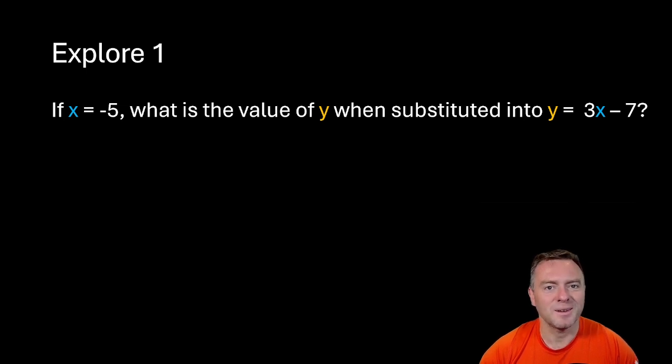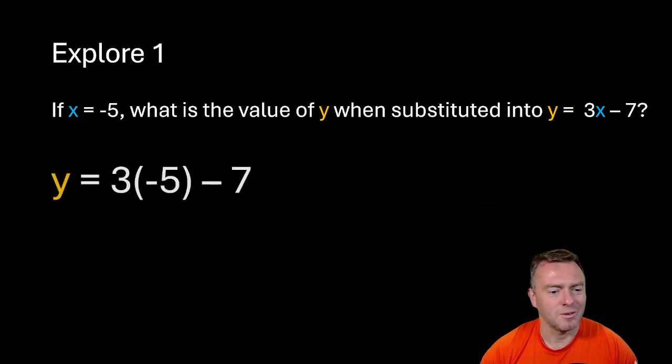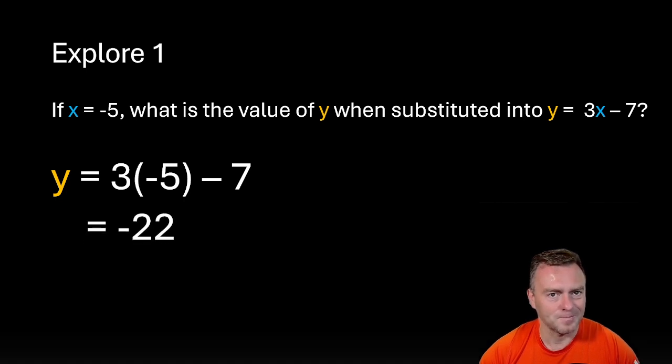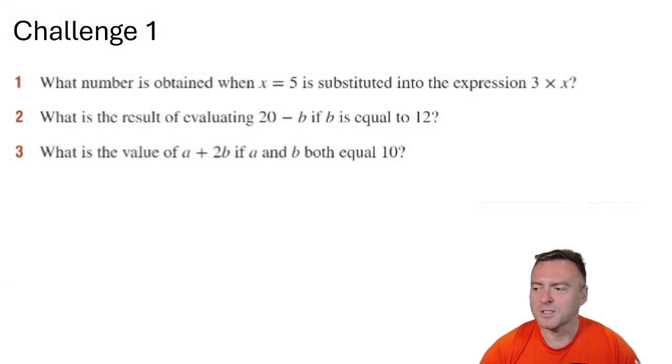Cool, so what you should have found is you would have put the negative 5 into wherever you saw the x, and we jam that inside of brackets. So 3 lots of negative 5 gives us negative 15, and then negative 15 minus 7 gives us negative 22. So first challenge, have a pause of the video, see if you can get these out.